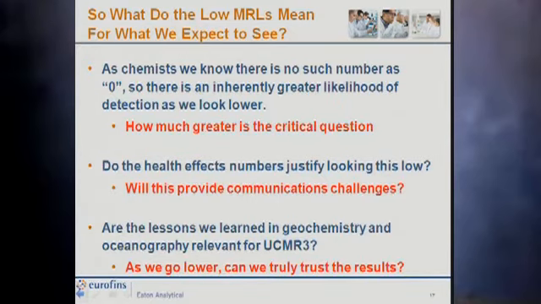If we start seeing things all over the place, what does that present to utilities and laboratories as far as communications challenges? And are the lessons that we learned some 30 to 40 years ago in geochemistry and oceanography, when we were trying to measure things at the trace level, relevant for UCMR 3? When we get down to these levels, can we really trust the results? How much of it is a function of bad sampling?